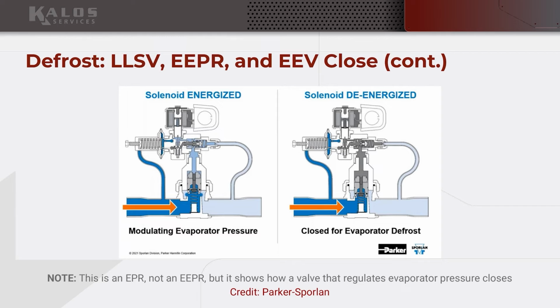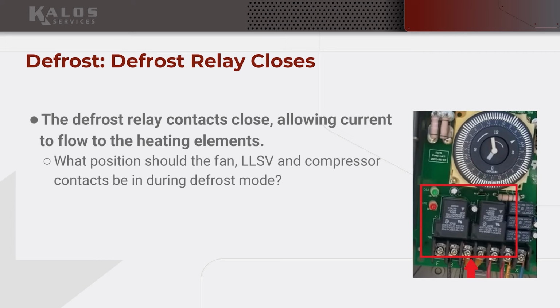Here's an illustration of what that looks like on the inside. Although I sort of feel like this illustration is incomplete because the right side of this liquid line solenoid is the same, or this is an EPR, but it's sort of the same. But you can sort of see how the chamber here is filling up in its energized state, which implies that we're allowing refrigerant to flow through it, versus its de-energized state, which is blocking refrigerant. So when the defrost relay contacts close, we're allowing current to flow to the heating elements.